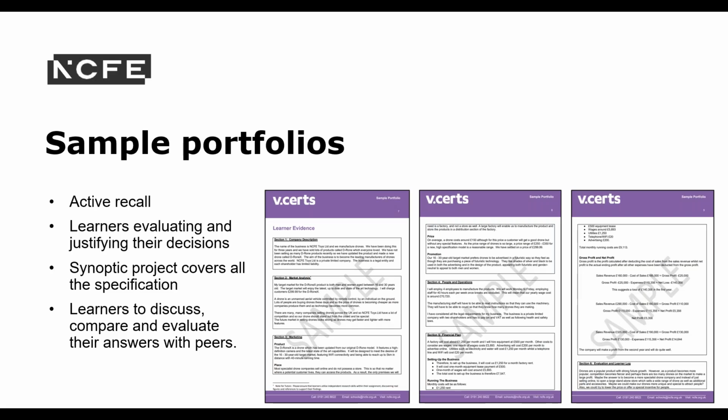This is another example of active recall, and it can also include higher order thinking skills with learners evaluating and justifying their decisions. In this example, we have learner evidence from part 1 of task A, where the learner has to define evidence to do with that particular brief.